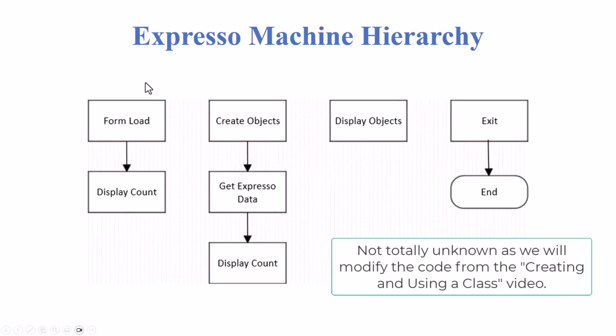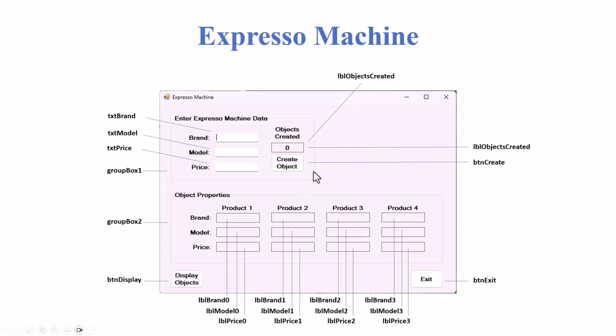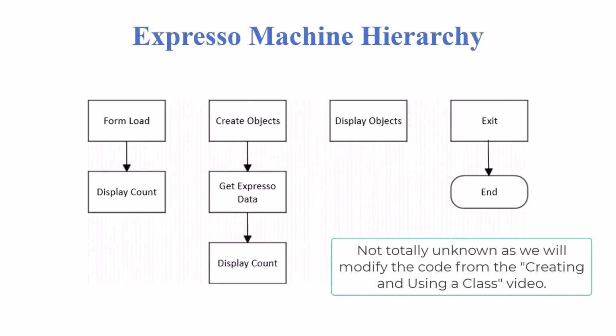This is basically the form we want, or the layout we want of this form that we see right here. Create objects, display objects, form load, exit. That will allow us to actually work with this data. So now we got to think about this a little bit. What's it all going to look like?